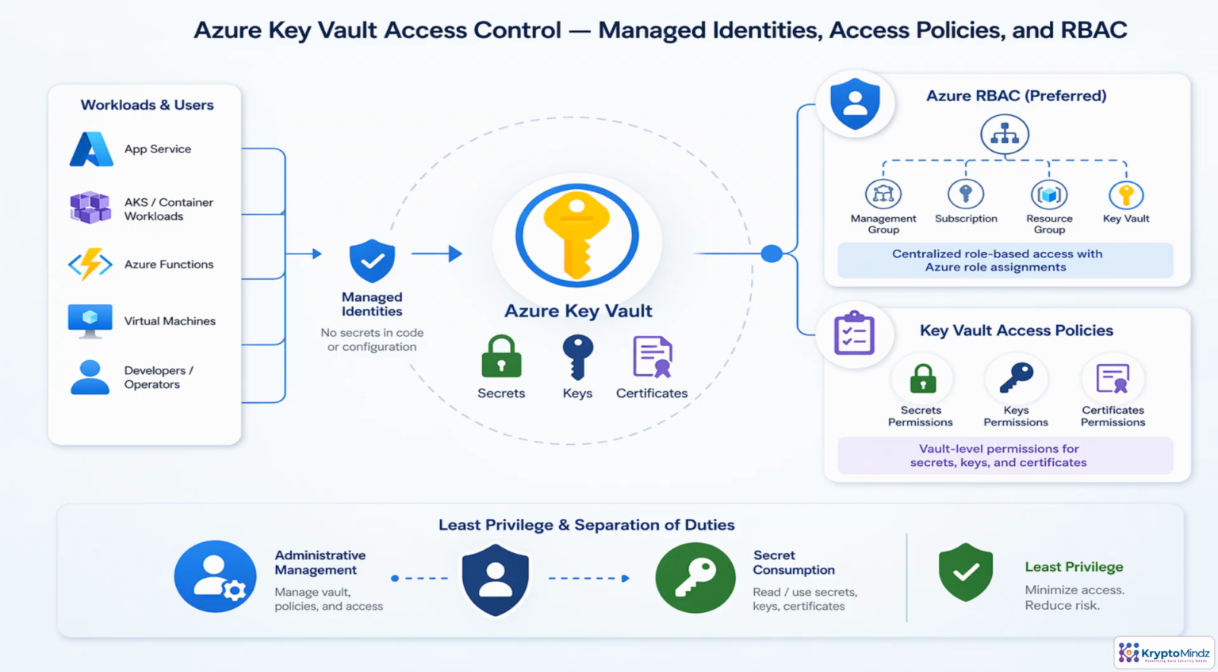For new designs, Azure RBAC is usually preferred because permissions are managed centrally and scoped consistently. Access policies still exist, but they operate through the Vault's access policy model. The PAM principle is separation. Administrators manage the Vault, while workloads consume only the specific secrets they need.